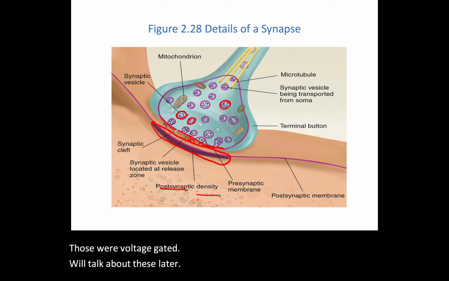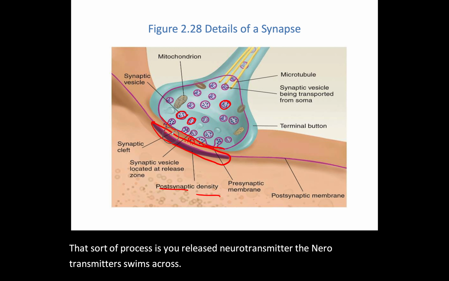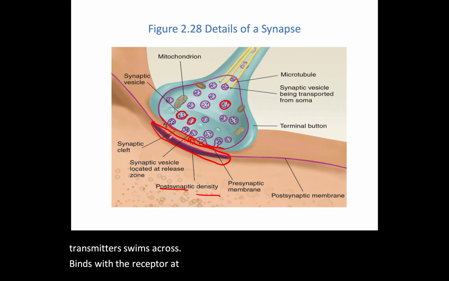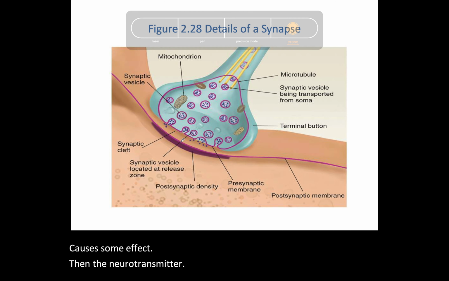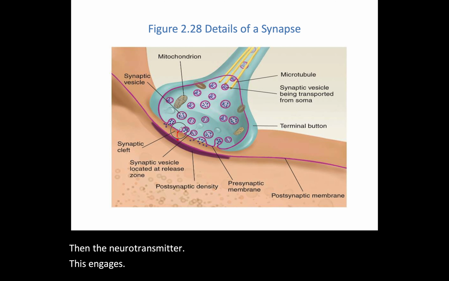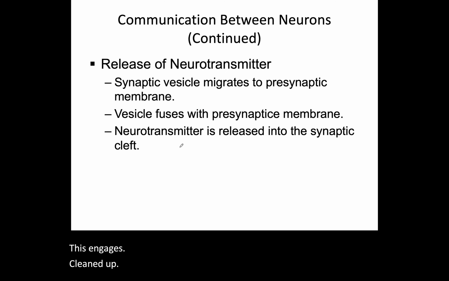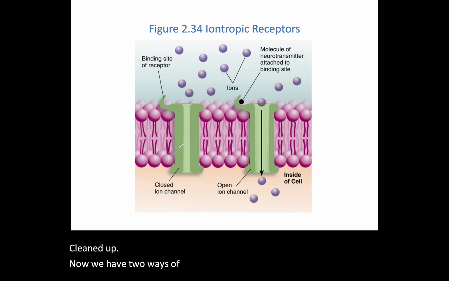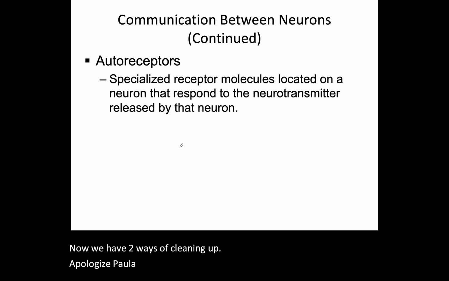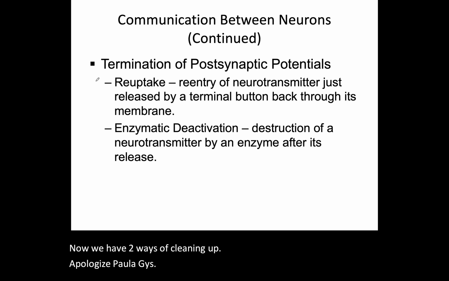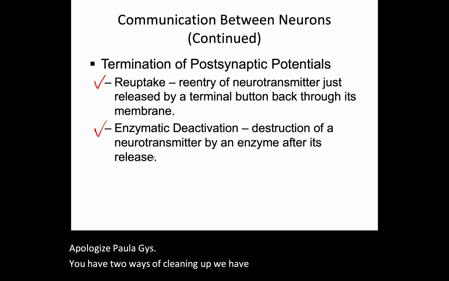But so the process is, you release neurotransmitter. The neurotransmitter swims across, binds with the receptor at the postsynaptic density, causes some effect. Then the neurotransmitter disengages and is cleaned up. Now we have two ways of cleaning up. We have reuptake and enzymatic deactivation.